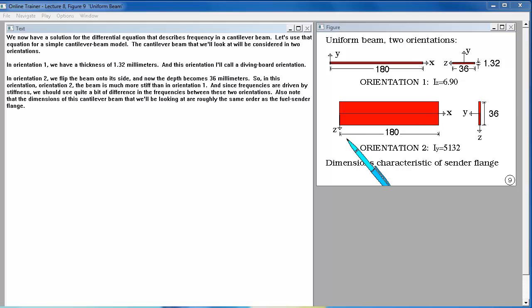In orientation 2, we flip the beam onto its side, and now the depth becomes 36 millimeters. So in orientation 2, the beam is much more stiff than in orientation 1. And since frequencies are driven by stiffness, we should see quite a bit of difference in the frequencies between these two orientations. Also note that the dimensions of this cantilever beam are roughly the same order as the fuel sender flange.